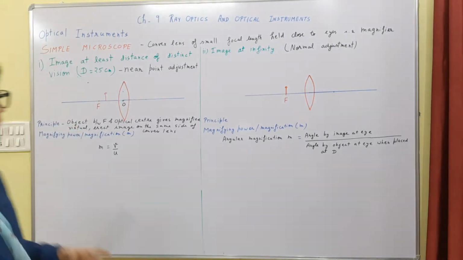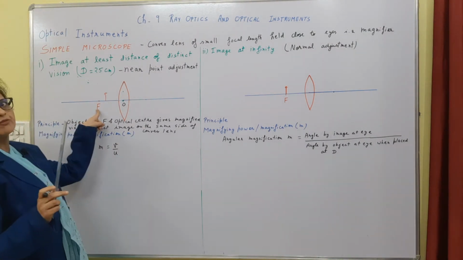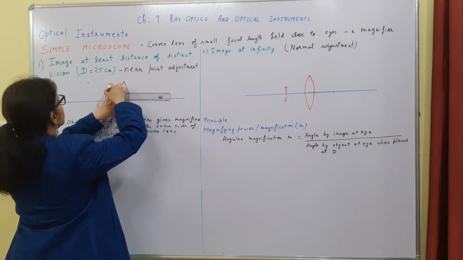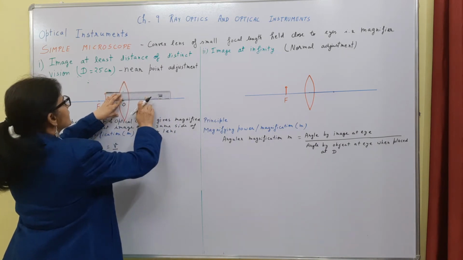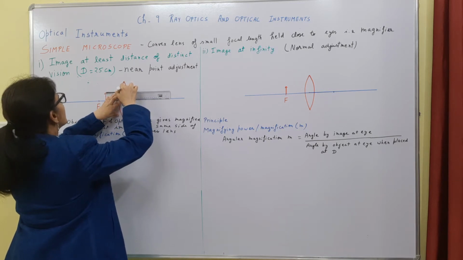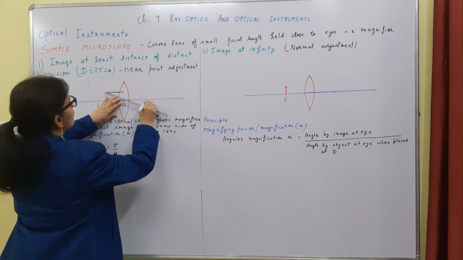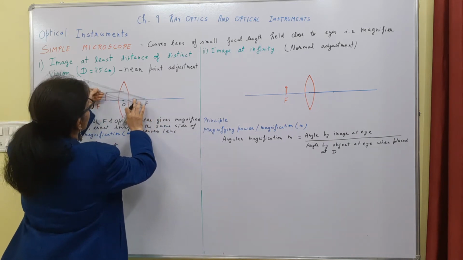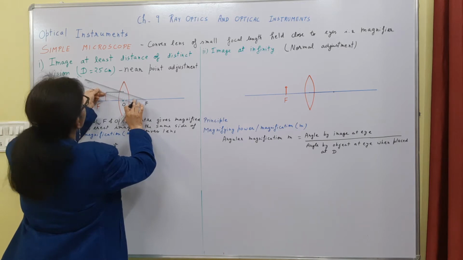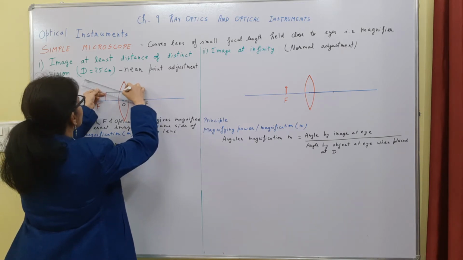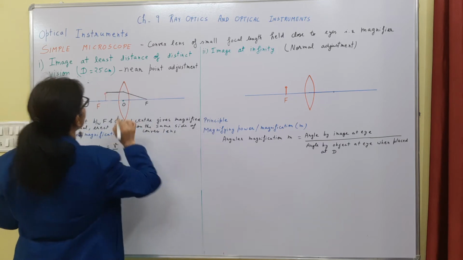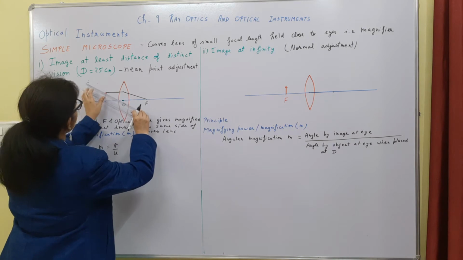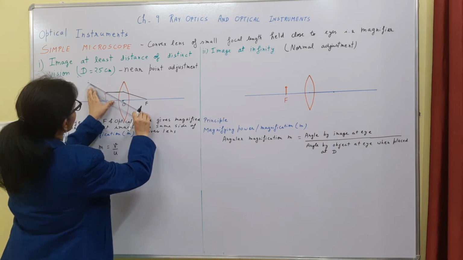So we will check how this image will be formed. You know all the basic concepts. Here the object is kept between the focus and the optical center. One ray we are taking parallel to the principal axis, and this will pass through the focus after refraction through the lens. The second ray we are taking passes through the optical center, and it will go undeviated.